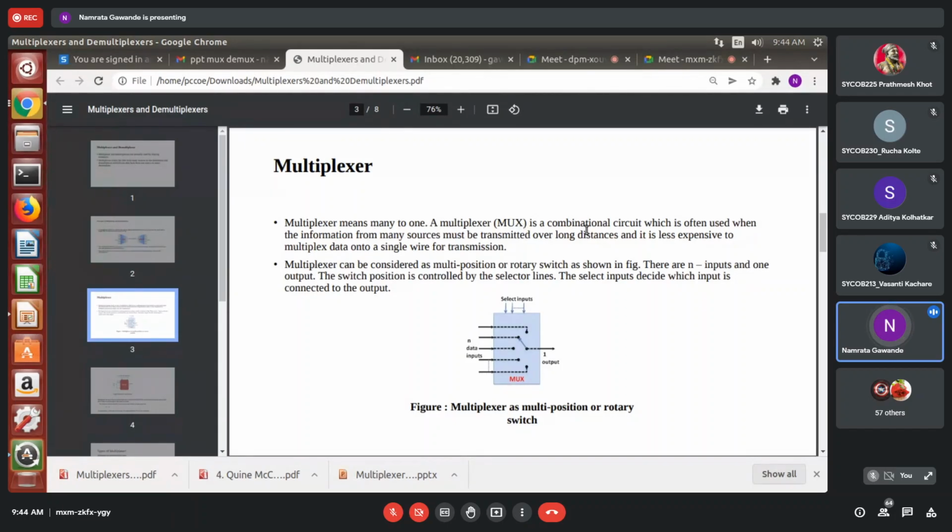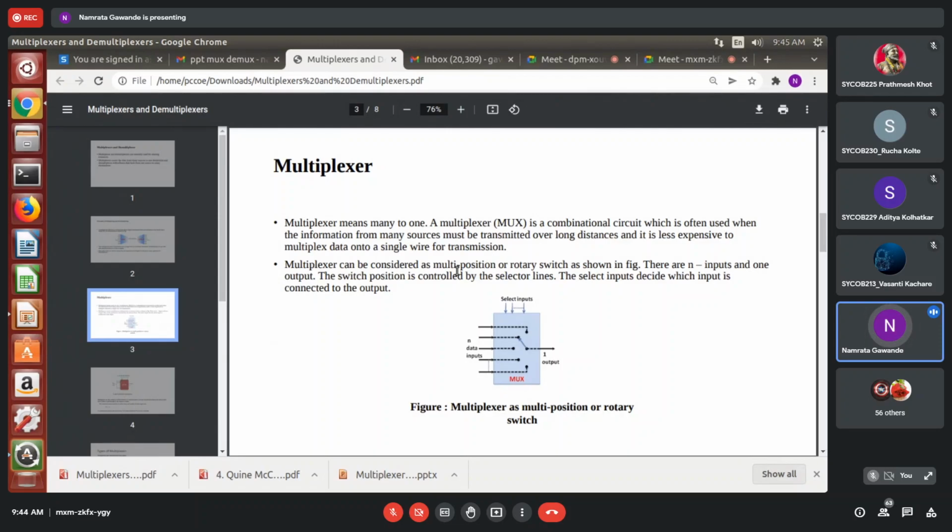A multiplexer, mux, is a combinational circuit. The second unit belongs to combinational circuits, where we have seen half adder, full adder, half subtractor, full subtractor. All these are combinational circuits, meaning the output is dependent on the present input. A mux is a combinational circuit often used when information from many sources must be transmitted over a long distance, and it is less expensive to multiplex the data onto a single wire for transmission.